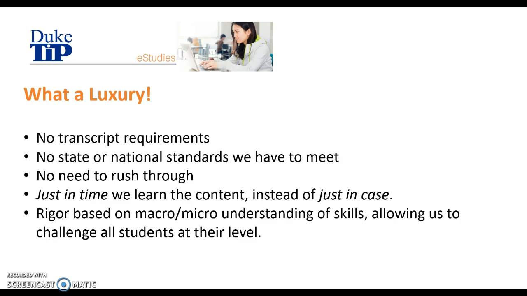So what's great about eStudies, we have this incredible luxury. We don't have transcript requirements, state or national standards you have to meet. We don't have to rush through skills and be on pace by week 3. Those are all our self-imposed standards. So we can slow things down and we can say, you know what, as far as what kids will know by the end of the term in terms of content, let's learn it just in time instead of just in case. So really reducing the number of content objectives is something you can do because you're going to talk about those later. Right now, we're focusing on what kids will be able to do by the end of the term. And of course, rigor can be based on that macro versus micro understanding, which allows us to challenge all of our kids at their level.